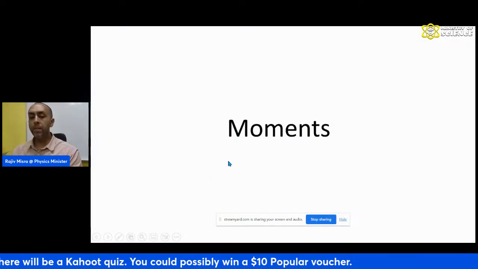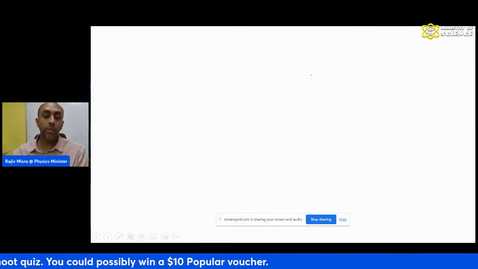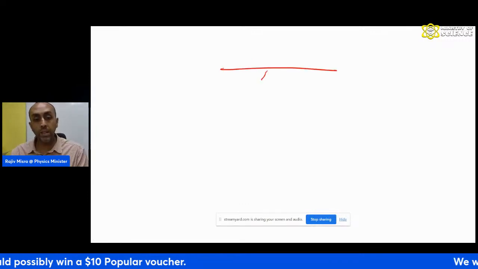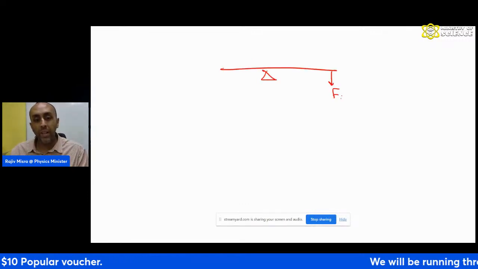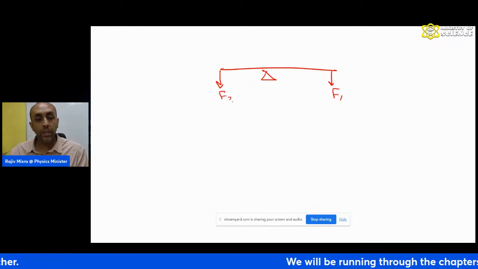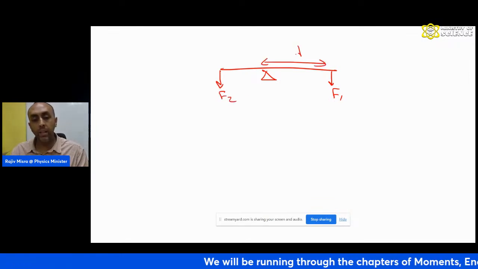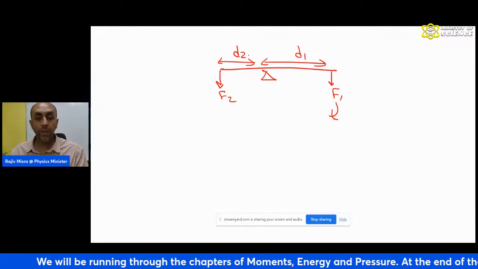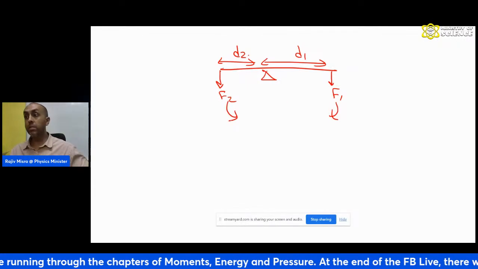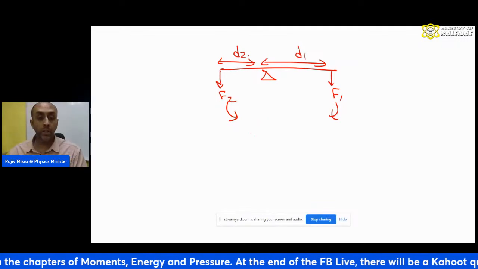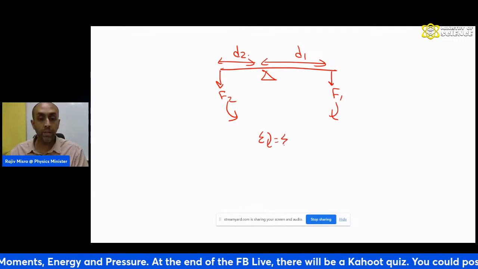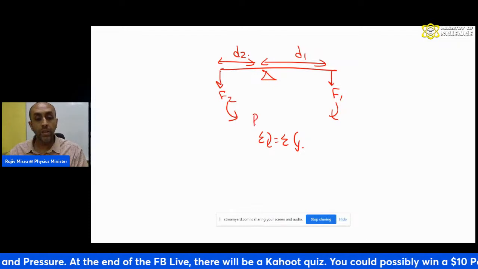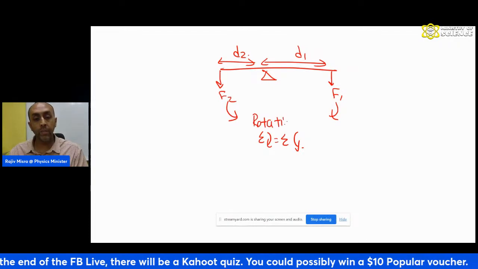Now, for moments, let me just run through a very basic concept of moments. Basic concept of moments is just this. Let's say you've got F1 and F2, right? And this is D1 and D2. Now, what will happen is here is clockwise moments, here's anti-clockwise. So this is what you call the rotational equilibrium. So sum of clockwise moments equals sum of anti-clockwise moments. So this is what we call rotational equilibrium.